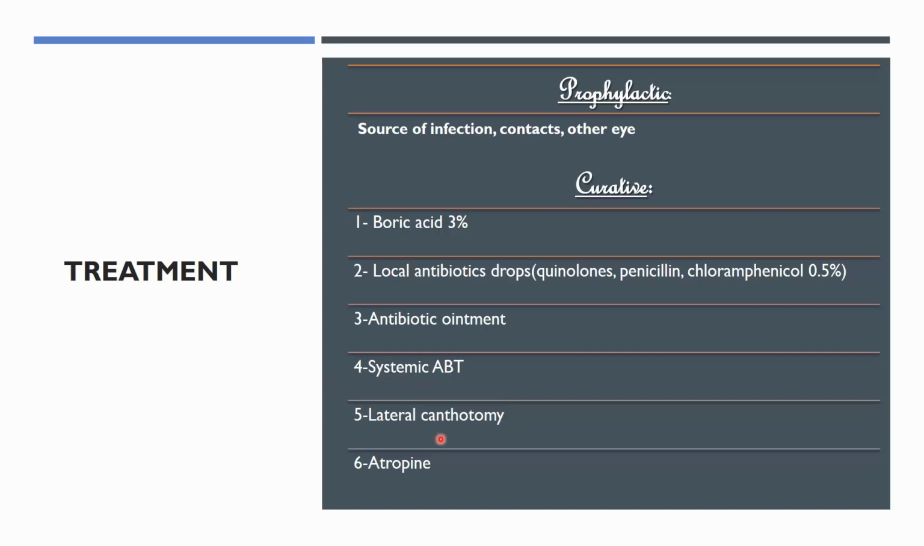We can do a lateral canthotomy, which is cutting the peripheral edges of the eyelids, if we have very severe discharge and the whole lid is swollen and we cannot get the discharge out of the eye. So we do lateral canthotomy in extreme conditions, and we can use atropine. If we have corneal involvement and infection or corneal ulcer, we have to use a cycloplegic agent.